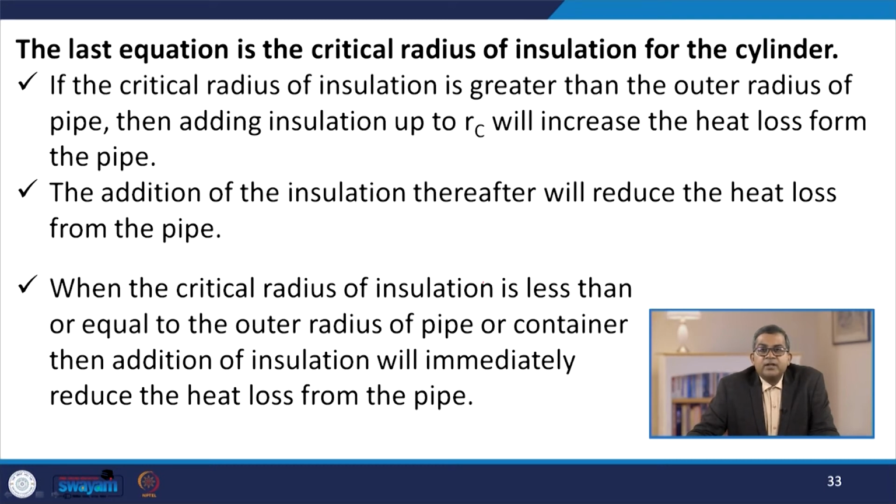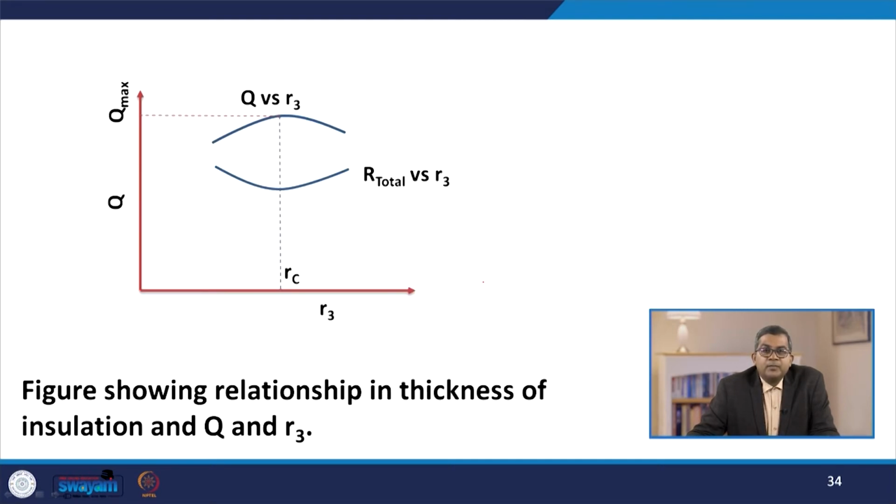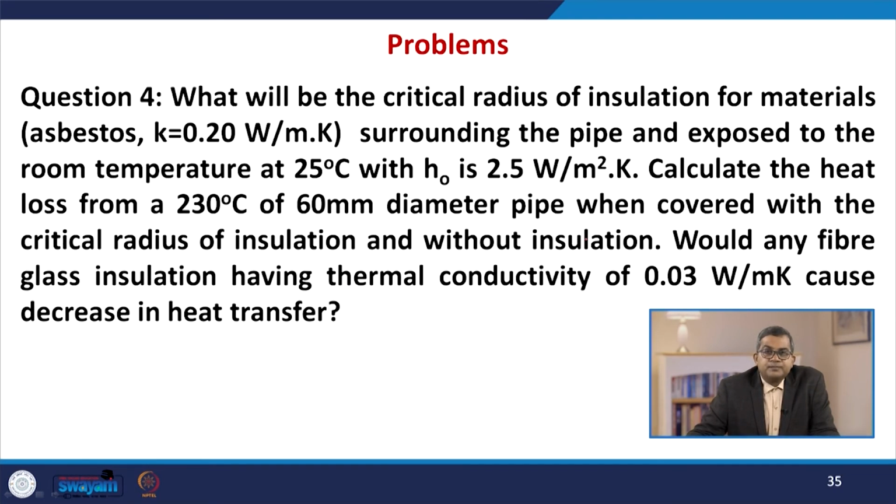Now if the critical radius of insulation is greater than the outer radius of the pipe, then adding insulation up to RC will increase the heat loss from the pipe. The addition of insulation thereafter will reduce the heat loss from the pipe. When the critical radius of insulation is less than or equal to the outer radius of the pipe or container, then addition of insulation will immediately reduce the heat loss from the pipe. This is the figure which reflects the relationship between the thickness of insulation and Q and R3.